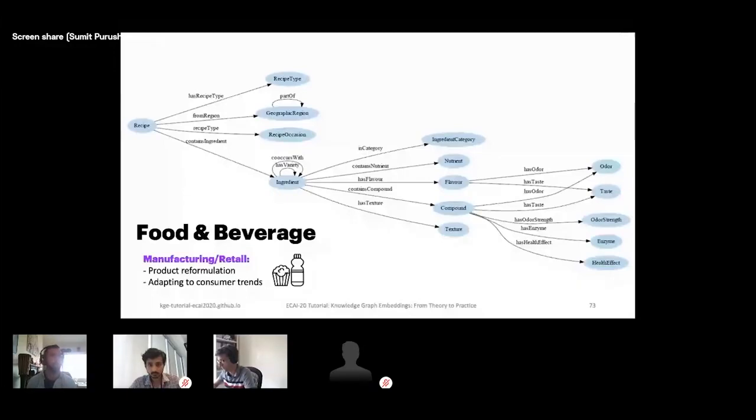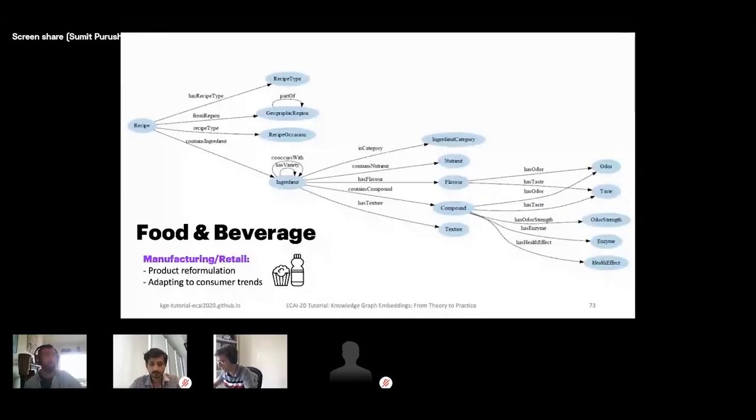On the left, we have the high level concept like recipe and the associated metadata like relations for them. In the center, we have ingredients. And then we add a number of relations to each ingredient, describing the various perceptual qualities such as flavor and texture, and then also diving deeper into the biochemistry of each ingredient by including compounds and nutrients and the different flavor qualities that each compound can bring.